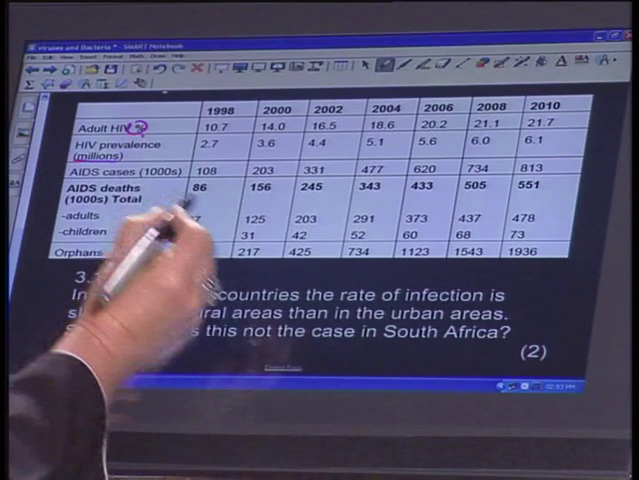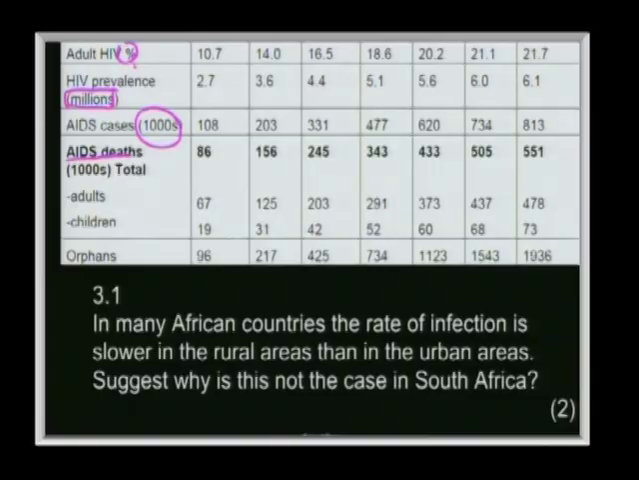AIDS cases in thousands. Now be careful, because you can see that we're working with different units in this question. Already so far, we have percentage, we have millions, and we have thousands. So be very careful when you're answering to give the correct unit. On next row, AIDS deaths, again you can see thousands. There's the numbers for the totals and the adults and the children. And then we're dealing with AIDS orphans. Now, there's no unit given here, so we presume that these are the actual numbers.